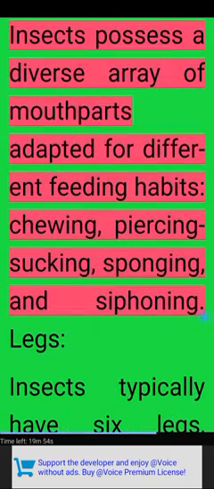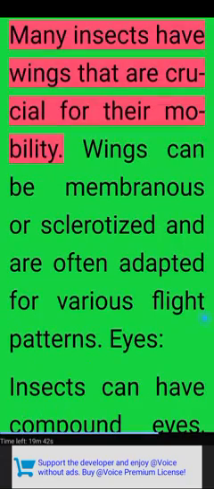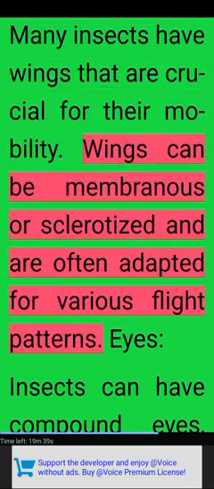Mouthparts. Insects possess a diverse array of mouthparts adapted for different feeding habits: chewing, piercing, sucking, sponging, and siphoning. Legs. Insects typically have 6 legs, each consisting of segments and specialized structures for walking, gripping, or digging. Wings. Many insects have wings that are crucial for their mobility. Wings can be membranous or sclerotized and are often adapted for various flight patterns.